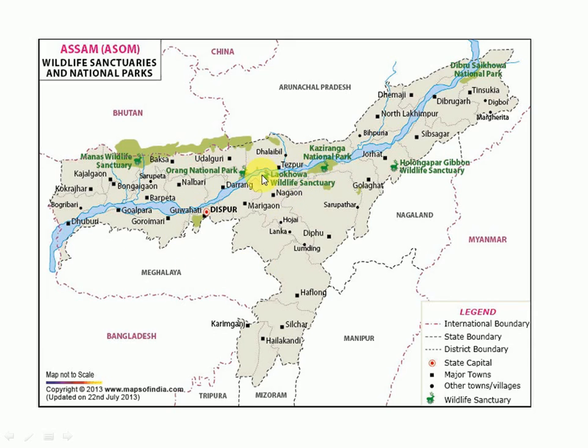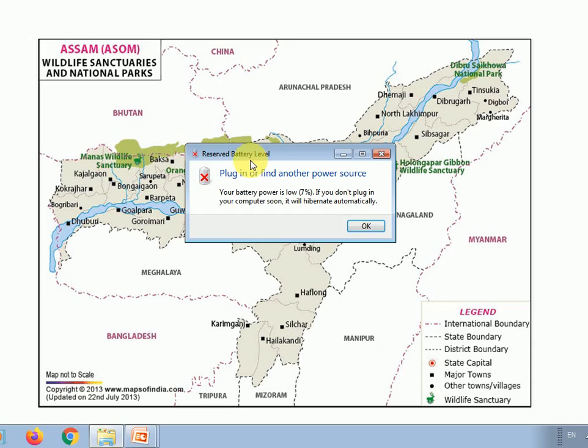So it's very important, and this is your homework, you can also find out many facts and figures, like in which district Kaziranga National Park is situated. Again, in which district Dibru-Saikhowa National Park is situated. So these are your homework. Like Manas Wildlife Sanctuary is situated sharing two, three districts and more.